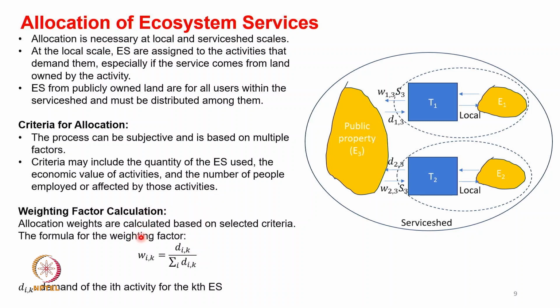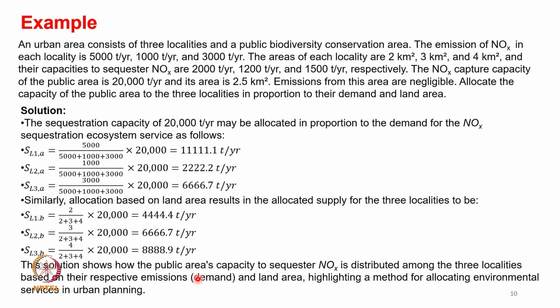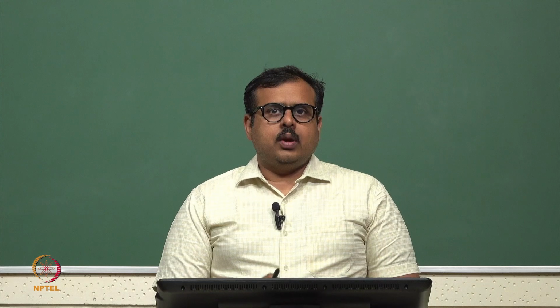And how can we compute the weighting factor? One possibility is the weighting factor W_ik. W_ik is D_ik divided by sigma D_ik, where D_ik is the demand of the ith activity for the kth ecosystem service, and that's how you compute the weight of the ith activity for the kth ecosystem service. So now let us see a small example. How do we do such calculations?